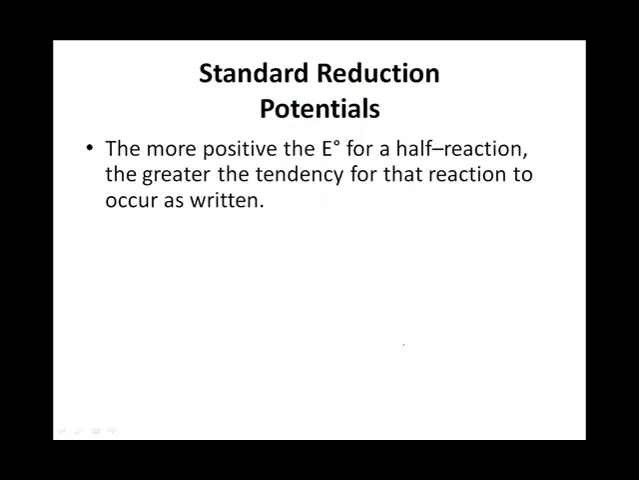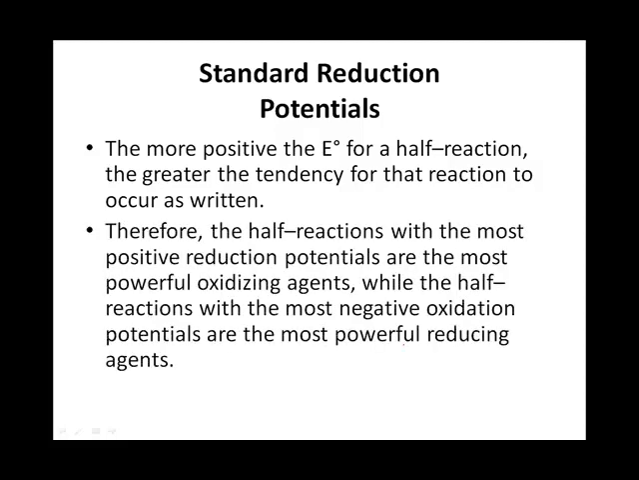The more positive the standard potential is for a half reaction, the greater the tendency for the reaction to occur as written. Therefore, the half reactions with the most positive reduction potentials are the most powerful oxidizing agents, while the half reactions with the most negative potentials are the most powerful reducing agents. Again, you will get a list, and the list will tell you the strongest oxidizing and reducing agents.